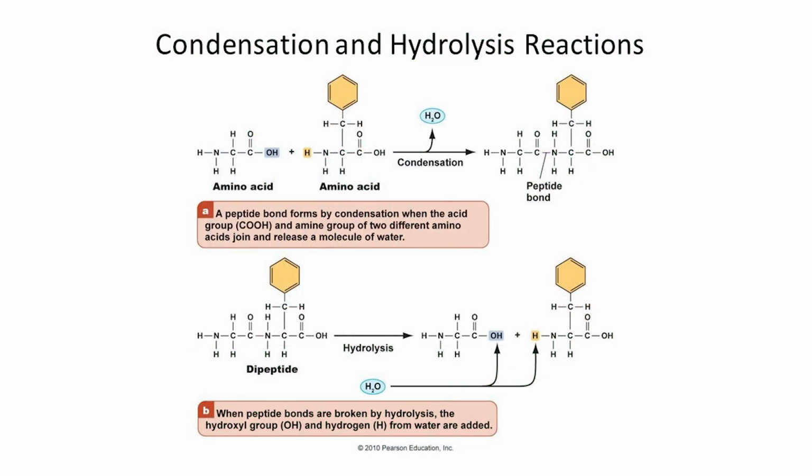Amino acids joined together become polypeptides. A peptide bond forms by a condensation reaction. When the carboxyl group and amino group of two different amino acids join, they release one molecule of water. The hydrolysis reaction is the other way around. When a peptide bond is broken by hydrolysis, the hydroxyl group and hydrogen atom from water are added.